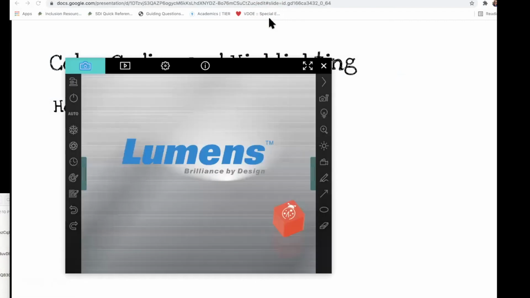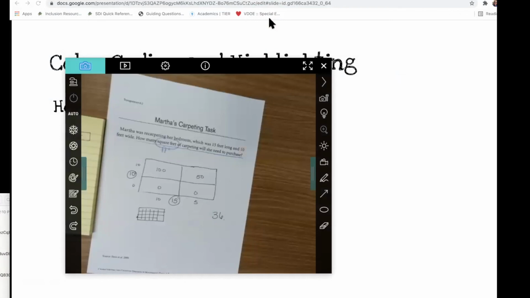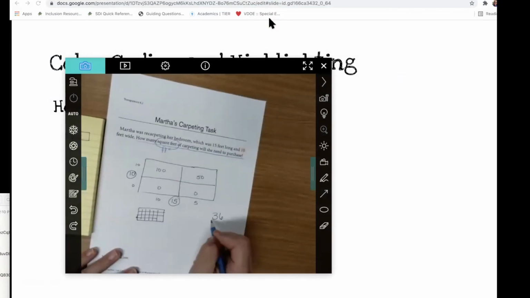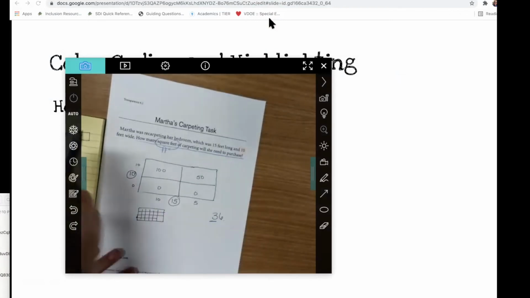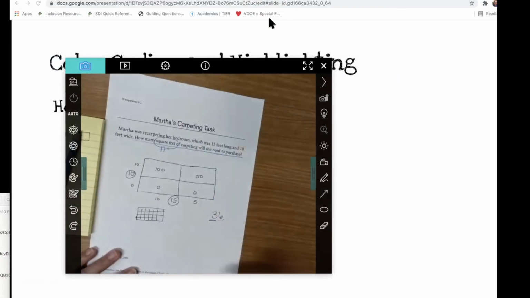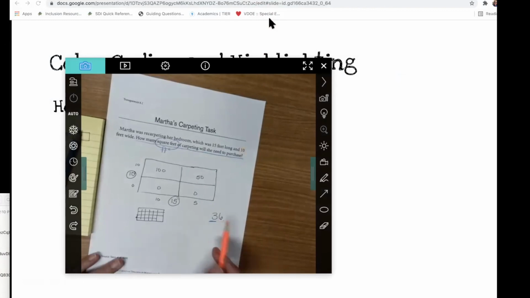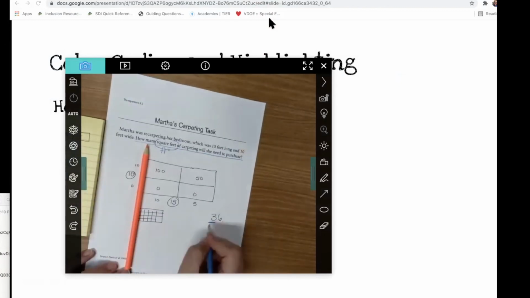Let's just say 36 is the number. 36 is my number. Tens could be one color, ones are another. So I say this is 6, and we said this was 30. They're decomposing that number. This builds right back into that area model, and so they can do that. It's one of the things that we can have them do.